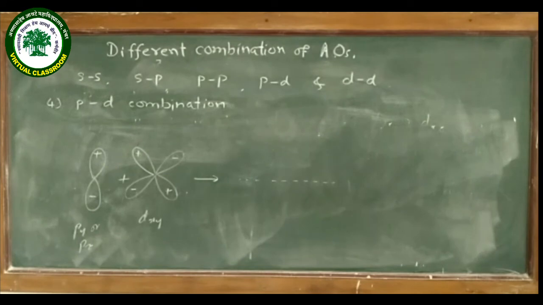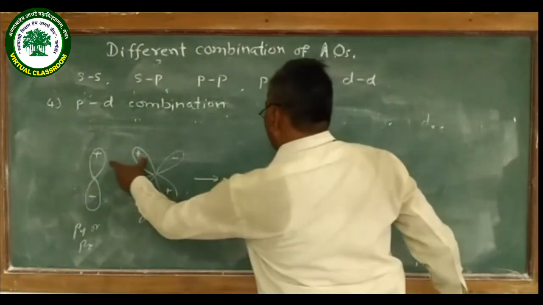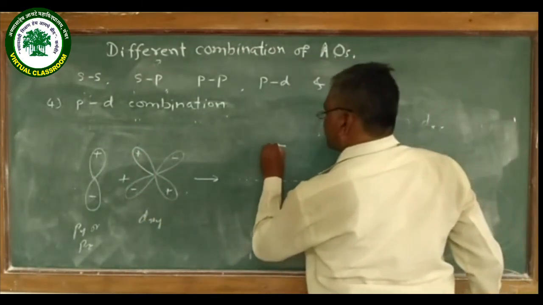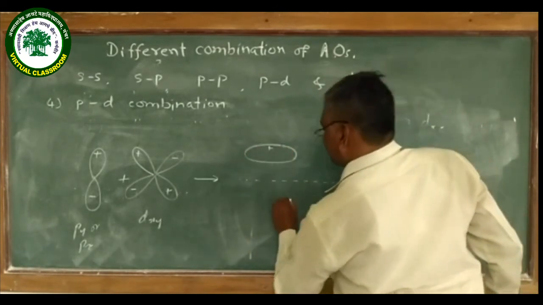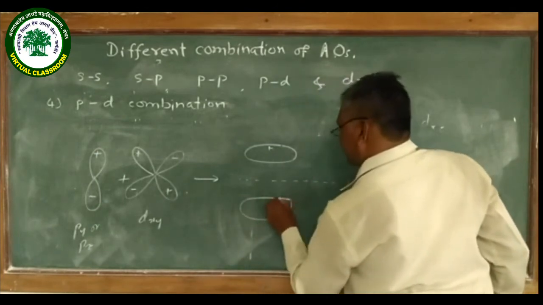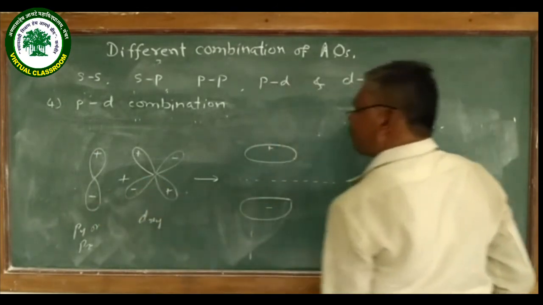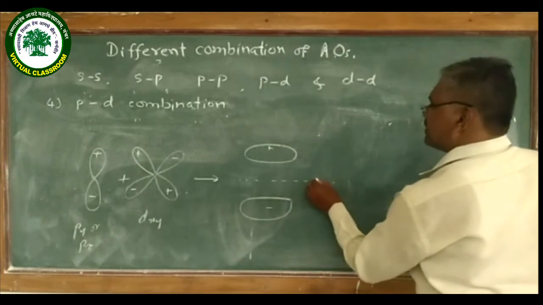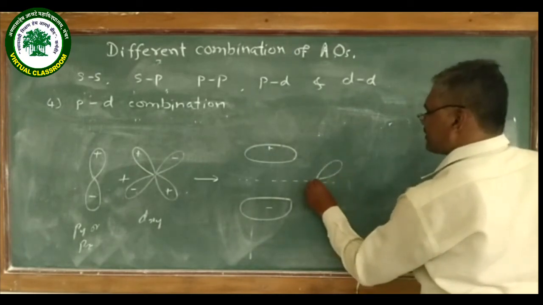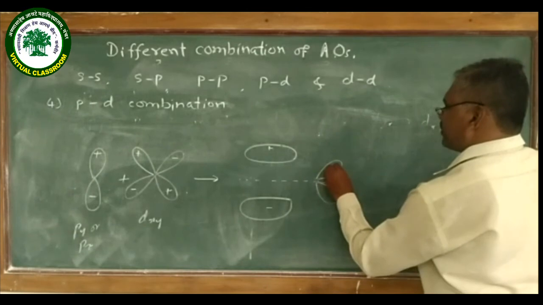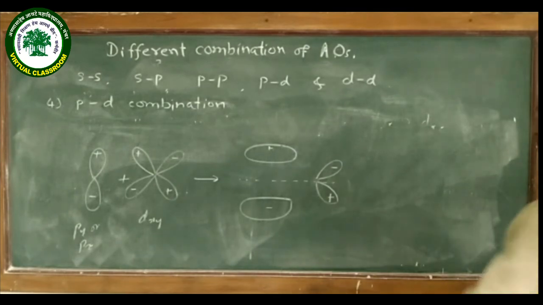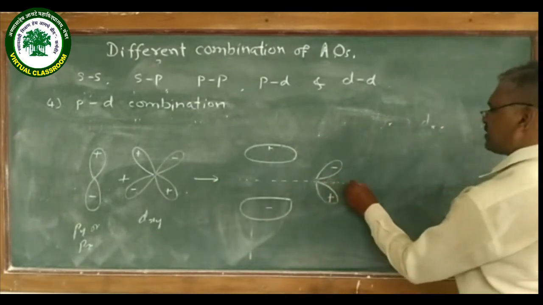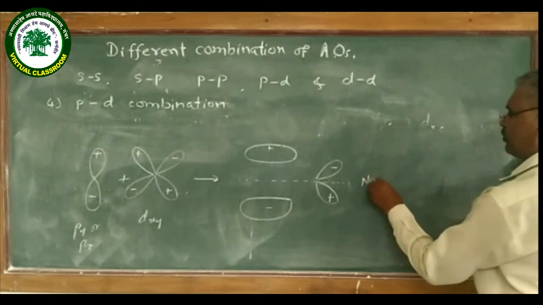So this positive overlap will lead to the formation of larger size positive overlap. This will lead to the formation of larger size negative overlap, because negative lobes are overlapping, and this negative becomes smaller in size and this positive becomes smaller in size. So this is the diagram showing the PD combination. This dotted line is called as nodal plane.